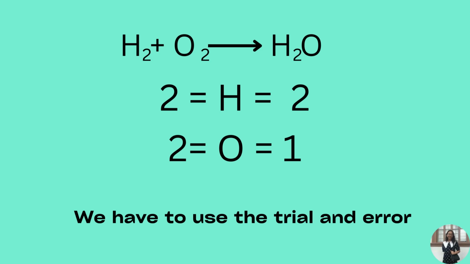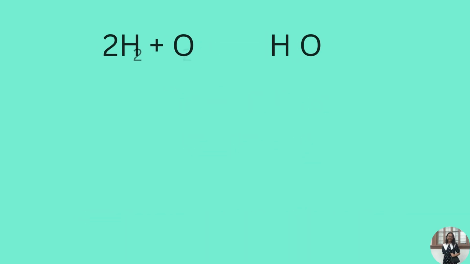So we have hydrogen and oxygen. In the reactant, we have 2 moles of hydrogen and 2 moles of oxygen, while in the product, we have 2 moles of hydrogen but only 1 mole of oxygen. So, it is not balanced.